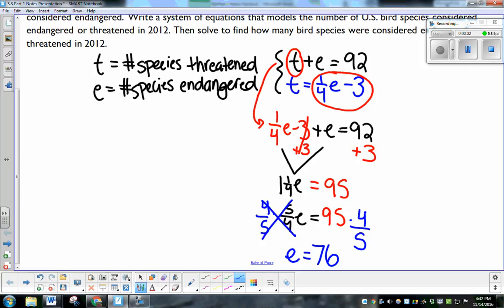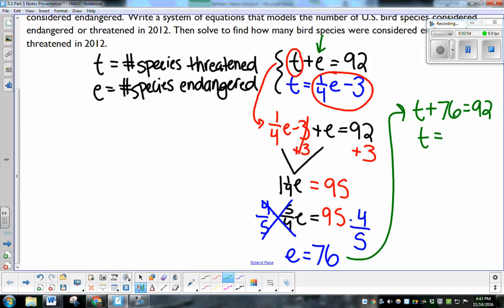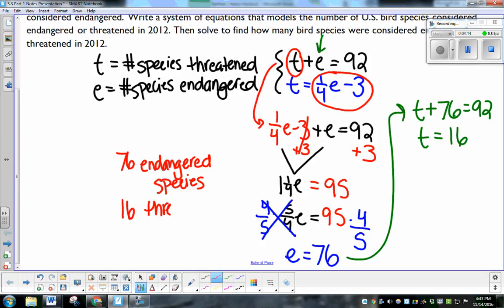Now I just need to use that in one of my two equations to find what my other variable T is. So I'm going to come up here now. I know that T plus E is 92. And I know that E is 76. So I know that T plus 76 is 92. So I just plugged in 76 for E right there in that equation. So we just subtract 76 from each side, and we get that T is 16. So we want to make sure and write our answer out very clearly here. So we want to say that there are 76 endangered species and there are 16 threatened species.